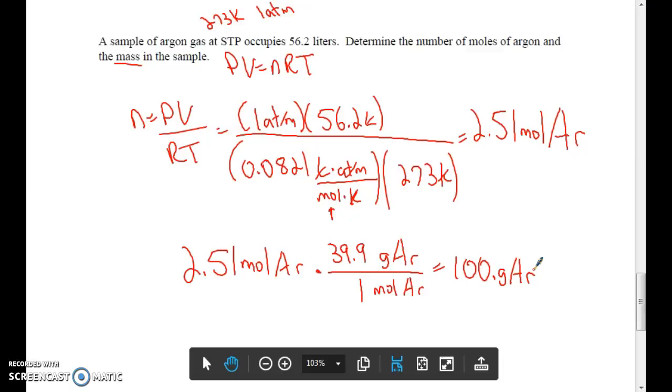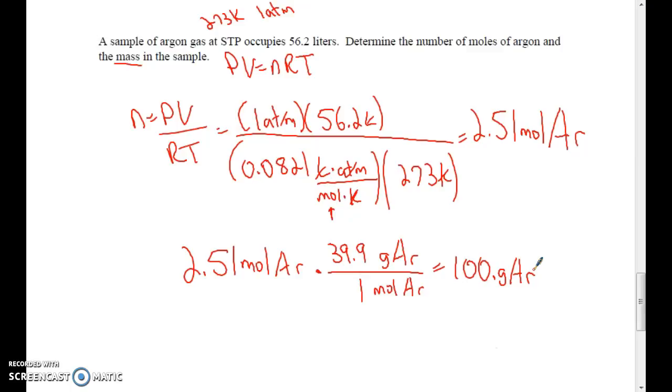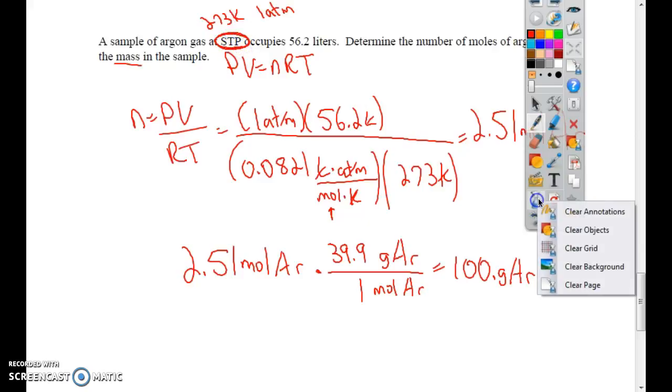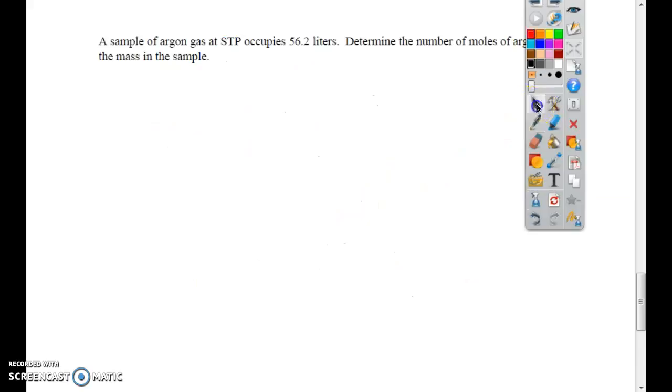Now this problem says at STP. Since it says at STP, there's actually another way you could do this problem. Not all ideal gas laws can be solved two different ways. The only reason why you can do this problem a different way is because it says at STP. If it is not at STP, the way I'm going to show you now won't work. So at STP is a key part here.